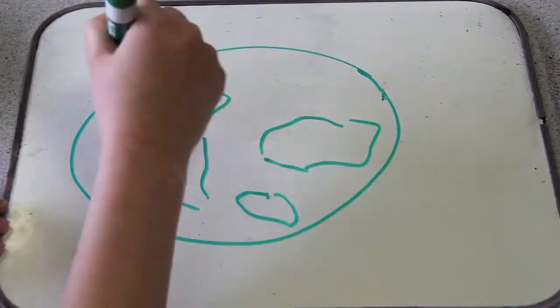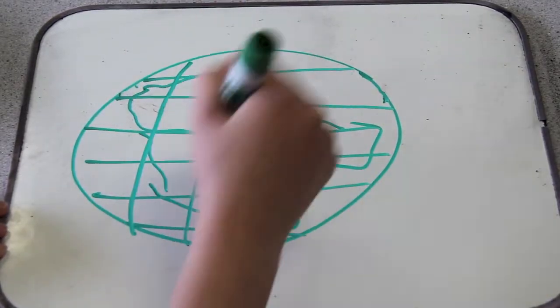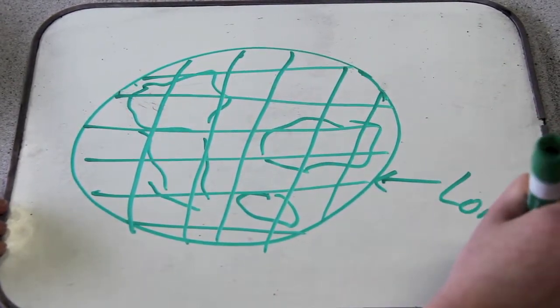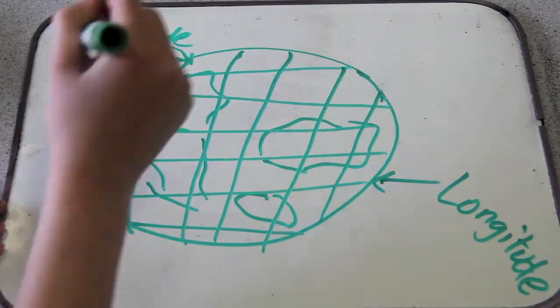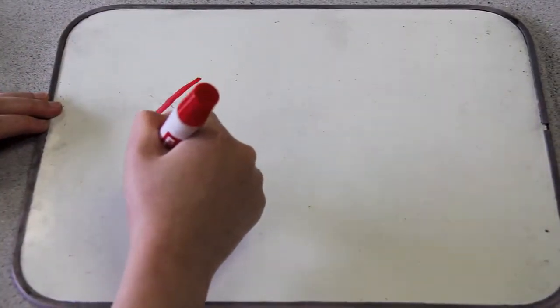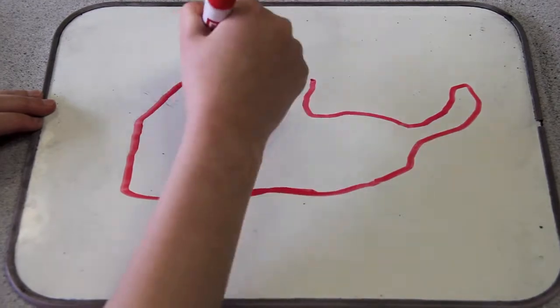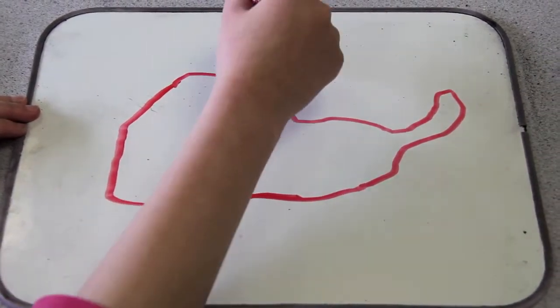Later on in the unit, we learned about the map of Canada. There are 10 provinces and 3 territories. The 10 provinces are British Columbia, Alberta, Saskatchewan, Manitoba, Quebec, New Brunswick, Prince Edward Island, Nova Scotia, and finally Newfoundland.